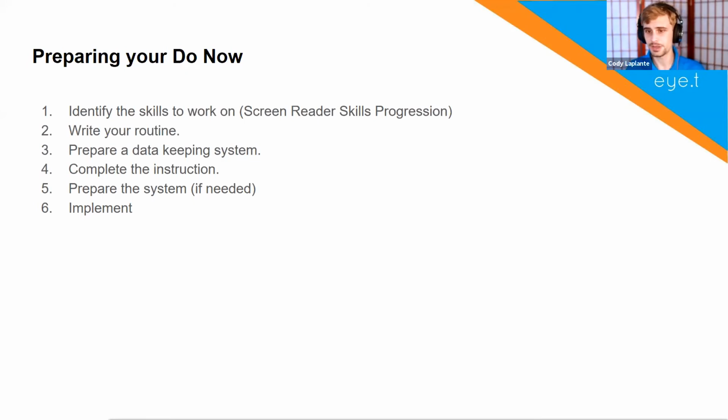So pretty much you need to do a lesson on how to do the do now, right? That needs to be a lesson. And then prepare the system if needed. If you're doing the journal prompts, you need to go and find journal prompts. If you're doing short stories, you need to go find short stories. You need to decide, am I going to put this on a flash drive? Is it going to be in their Google Classroom? Where is it going to be, right?